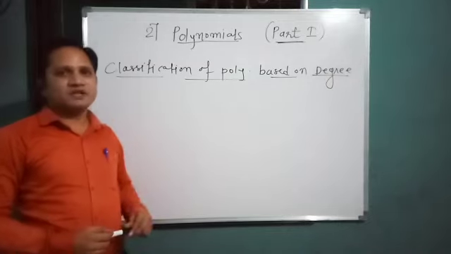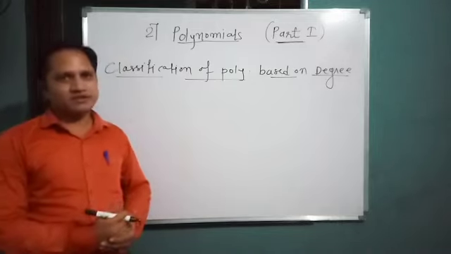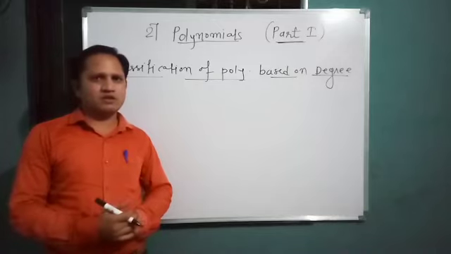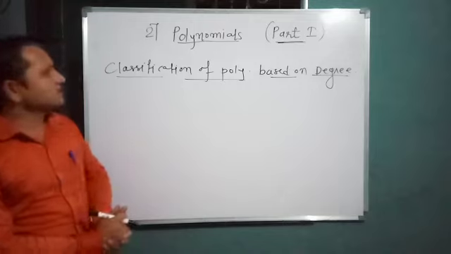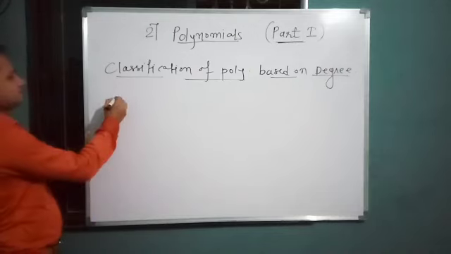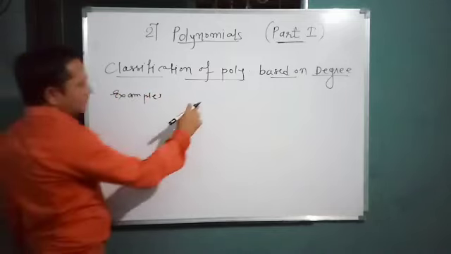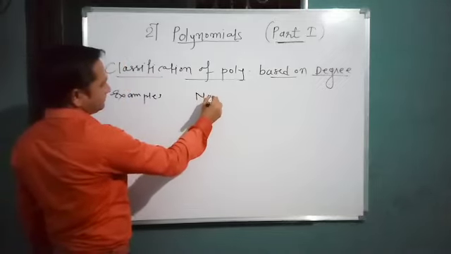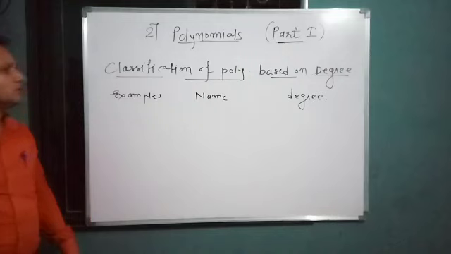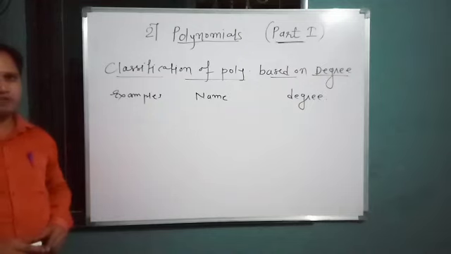Now classification of polynomial based on degree. Okay, generally there is a classification of polynomial based on terms also, but we are not learning about the terms, so we just focus on classification of polynomial based on degree. So let's see the first types of polynomial. Suppose I write here examples of polynomials. Here I write name, and here I write degree.